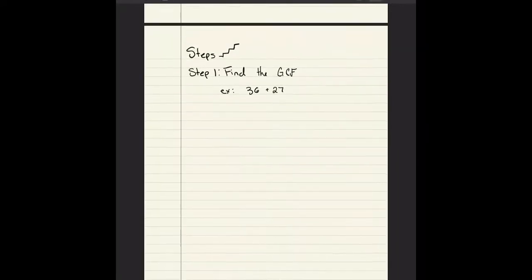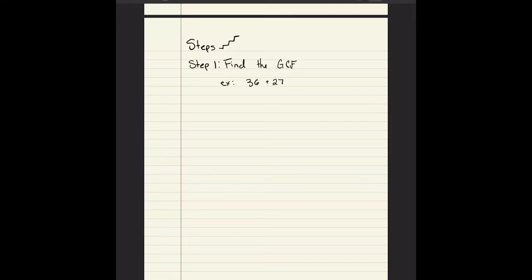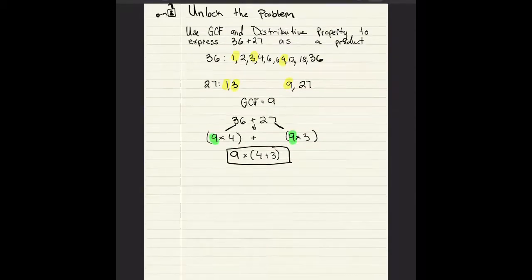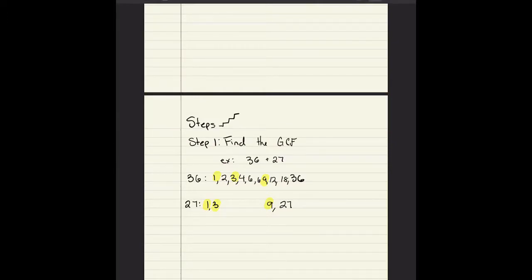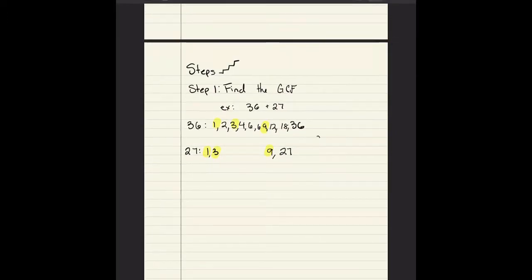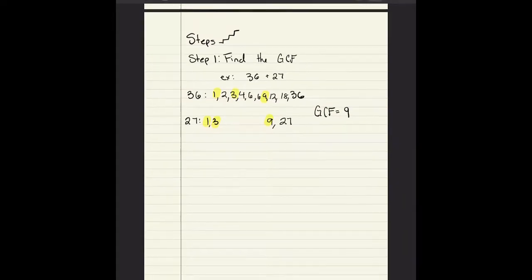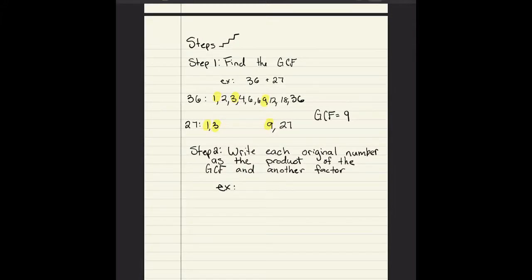Let's do some steps so we can figure out what I'm talking about. Step 1 is to find the GCF. So first, like we did last chapter, find the GCF of 36 and 27. Here is my work, and I'm going to say GCF equals 9. Step 2 is to write each original number as the product of the GCF and another factor. It sounds wordy, but let's break it down.